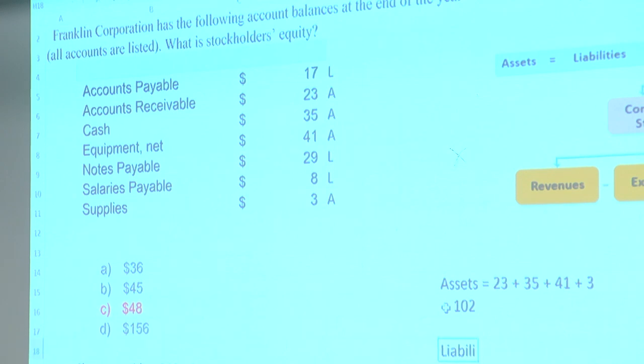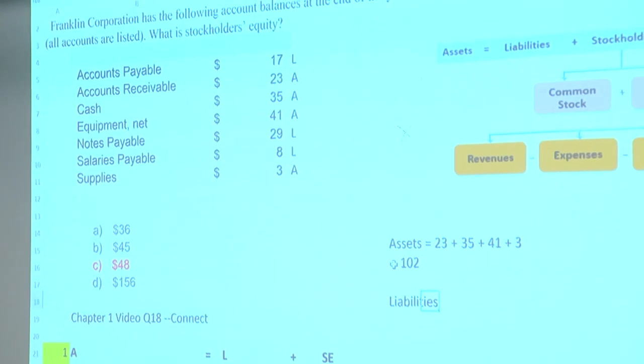Liabilities. The rest, 3, right? So it's 17 plus 29 plus 8, which is $54. Then we will use the first equation: assets equals liabilities plus stockholders' equity. So stockholders' equity equals assets minus liabilities. And then it's 102 minus 54. That gives us 48, which is the answer, C.